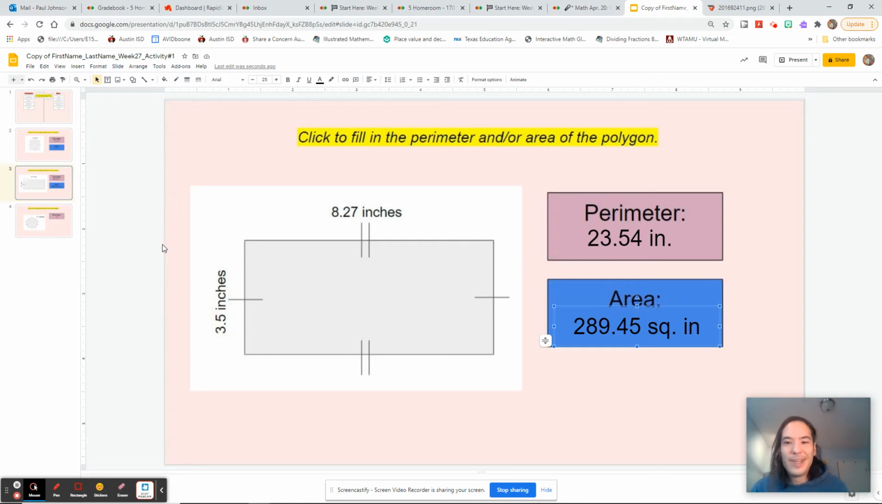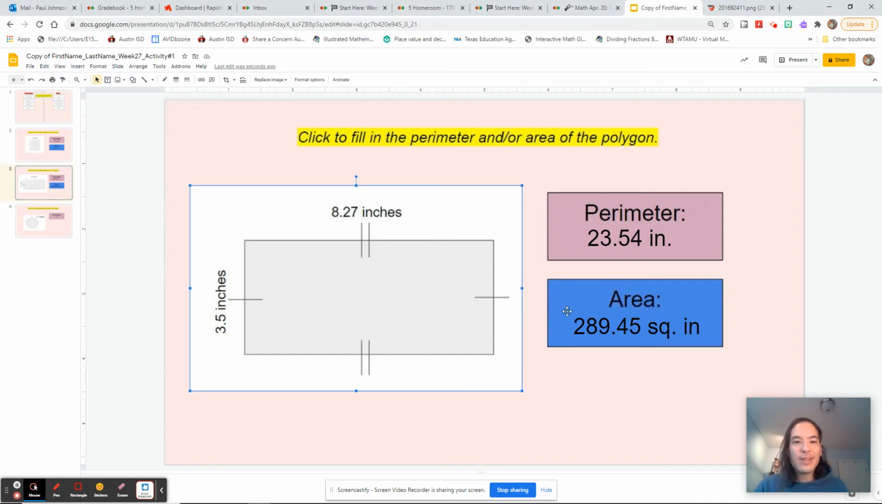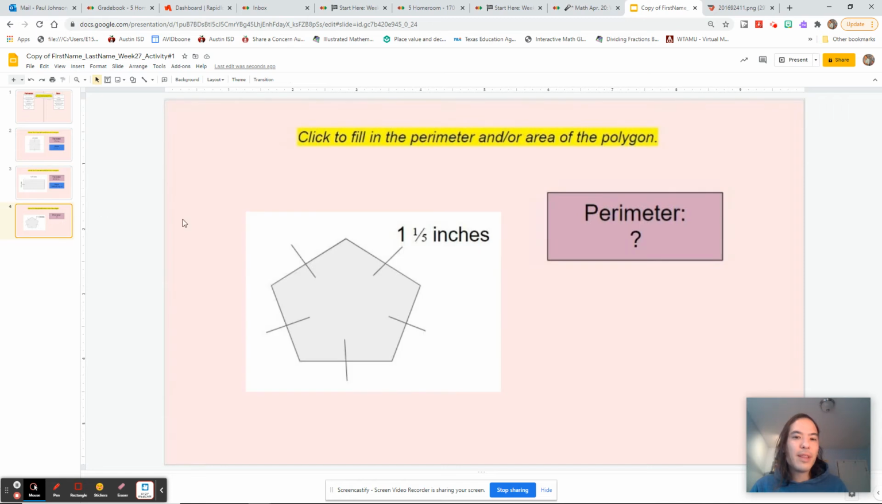And then we have one more. This one, you have not learned how to do this. There will not be a formula for it, but I think you can do it. All right. So what we have here, we have 1 1/5 inches, and then we need to find the perimeter.